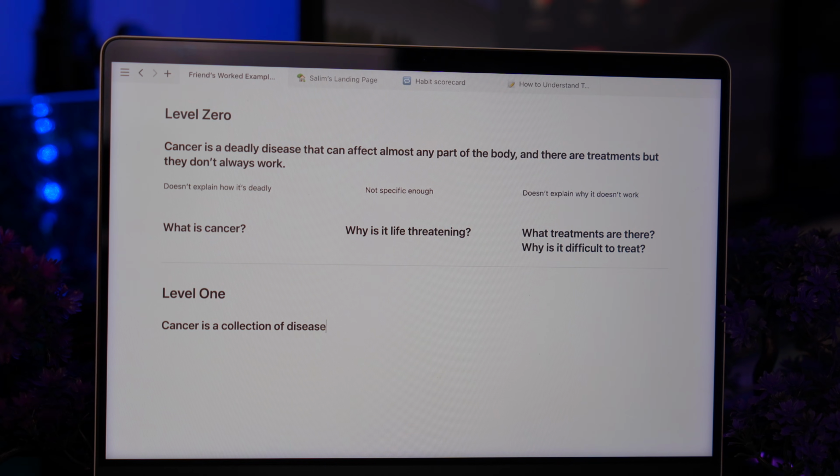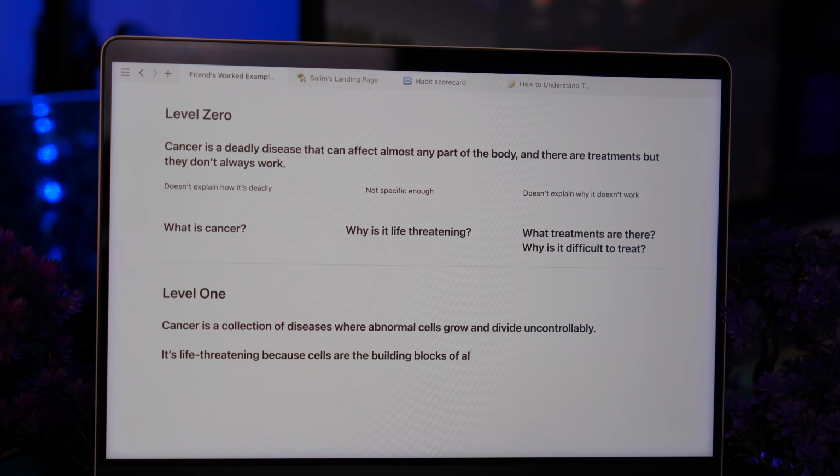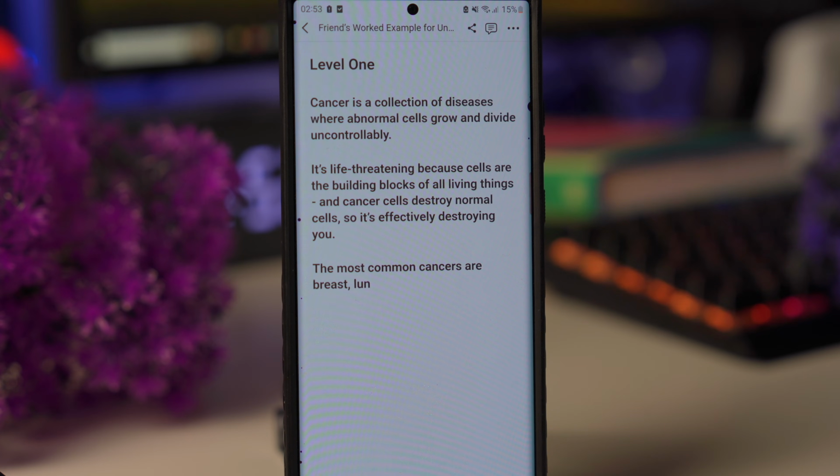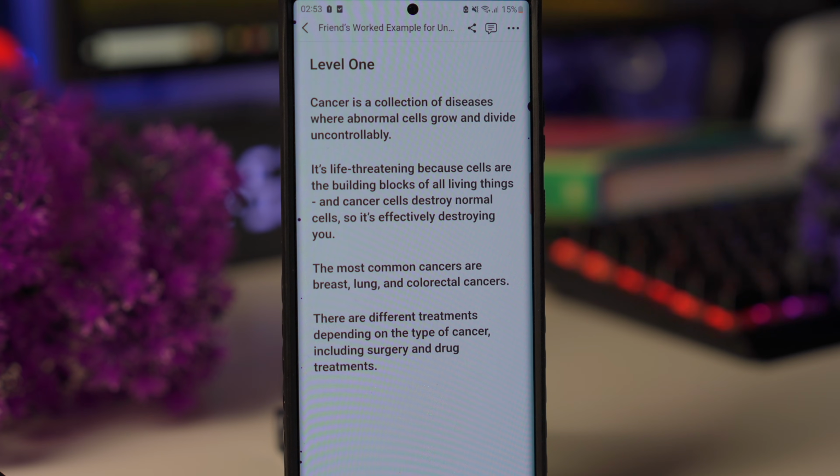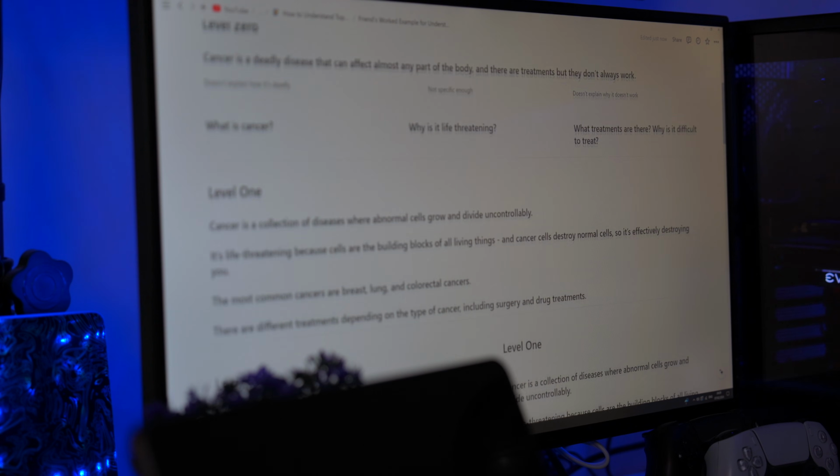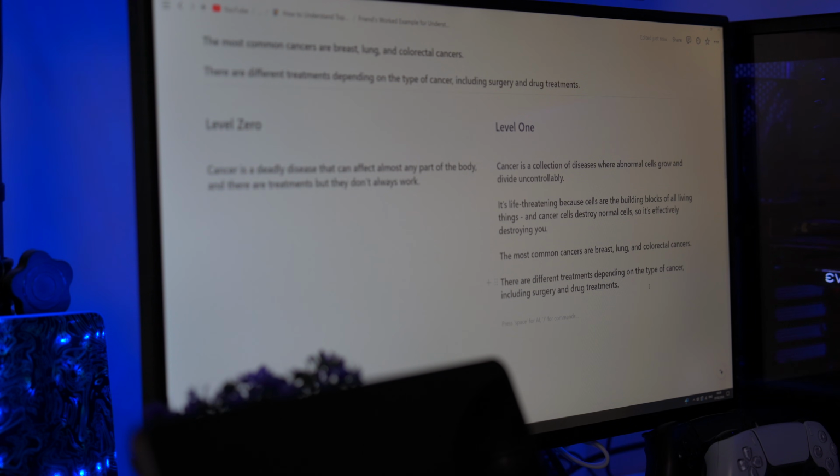From this, my friend learned that cancer is a collection of diseases where abnormal cells grow and divide uncontrollably, and it's life-threatening because cells are the building blocks of all living things, and cancer cells destroy normal cells, so it's effectively destroying you. They also found that the most common cancers are breast, lung, and colorectal, and that there are different treatments depending on the type of cancer, including surgery and drug treatments. So now you have an understanding that's one level higher, and compared to the initial understanding, you can see there's a stronger web of connections, which is part of the idea of this technique.